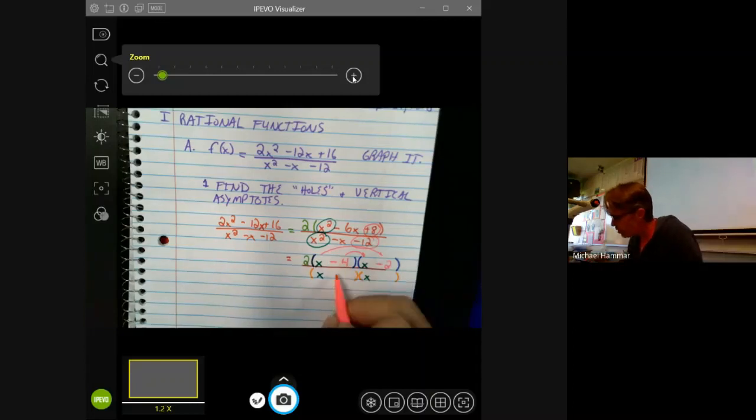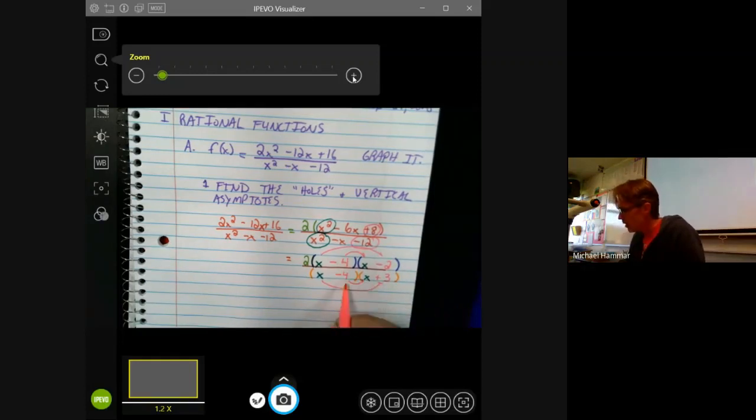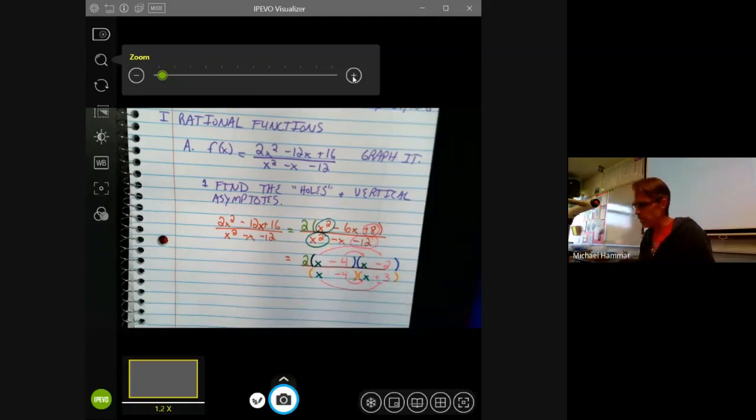So if I put negative 4 here, and I put positive 3 here, and I check, so multiply these together. Negative 4 times x is negative 4x. x times 3 is 3x. When you add those up, negative 4x plus 3x gives me negative x in the middle. Okay, so all of those are factored.